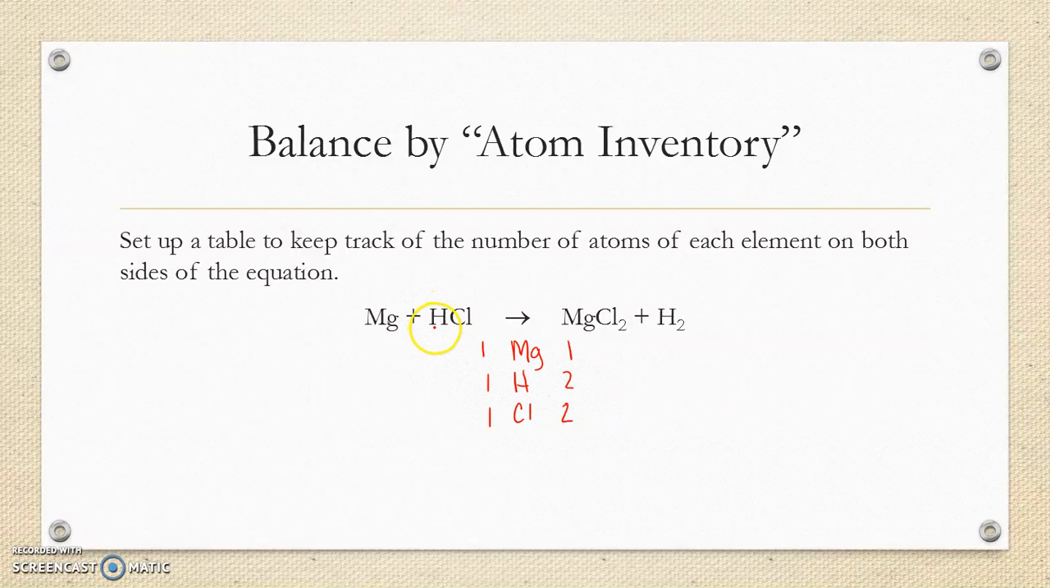So in order to get more on the left side, if I have 1, I have to put a 2 here to multiply. 2 times 1 gives me 2. So I can change that. But it not just affects the hydrogens, it also affects the chlorines. And guess what? Now we're balanced. See how easy that is? It's so easy.